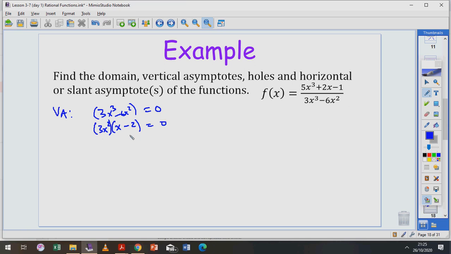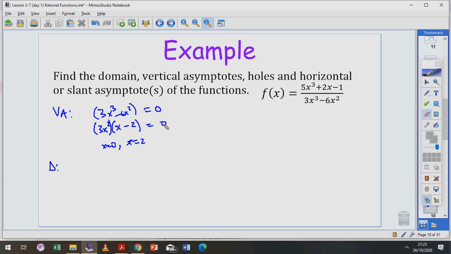Now these are two brackets. If I set this bracket equals 0, I'll have x is equal to 0. Set this bracket equals 0, I'll have x equals 2. So those are my vertical asymptotes. Now checking for domain.